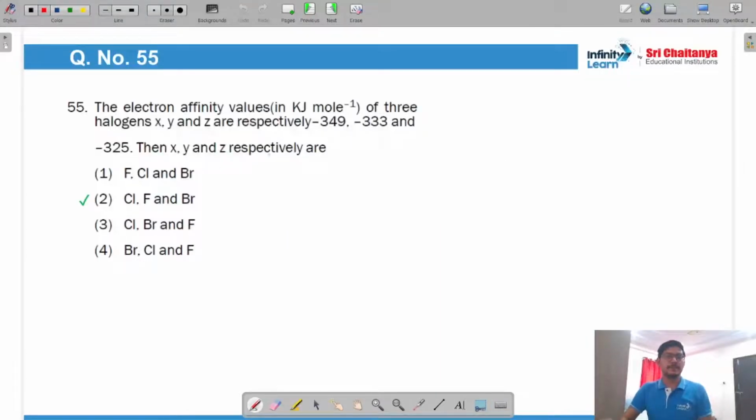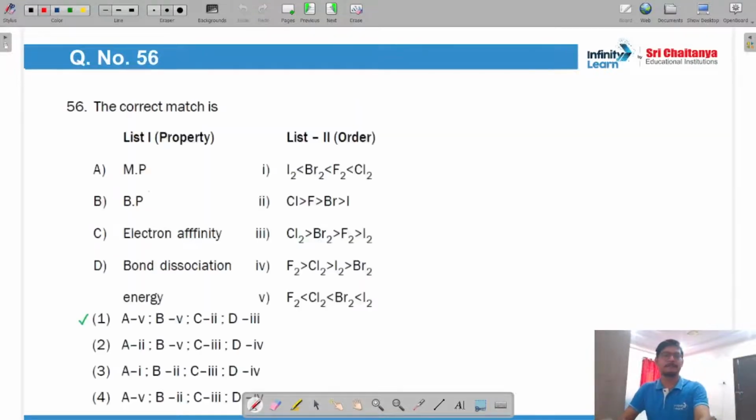Electron affinity values are given, then X, Y, and Z respectively are of course this, because in the case of fluorine the small size leads to large electron repulsions, and as a result it does not have a very high electron affinity value. In fact, chlorine does. So chlorine has the highest value, followed by fluorine, then bromine, and then iodine. So this is the correct answer.